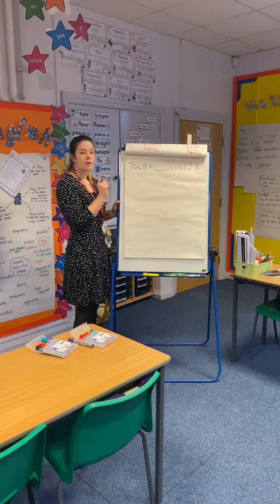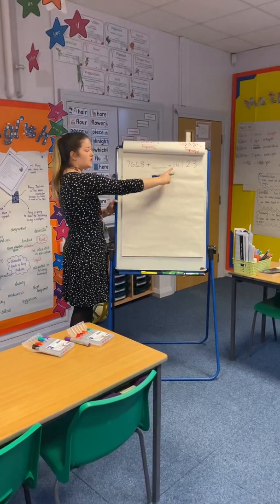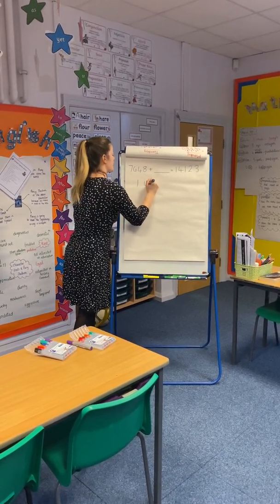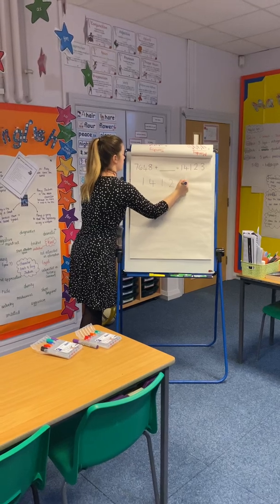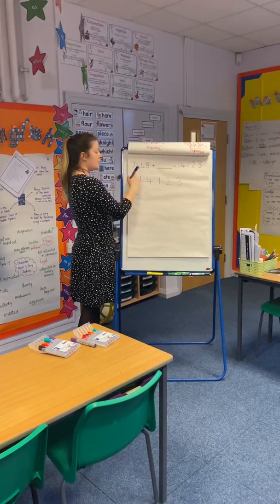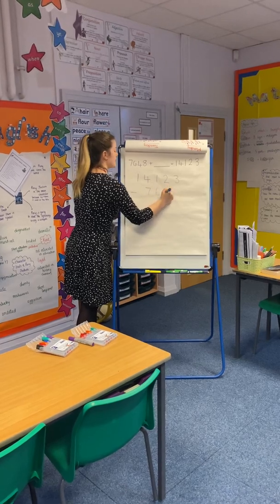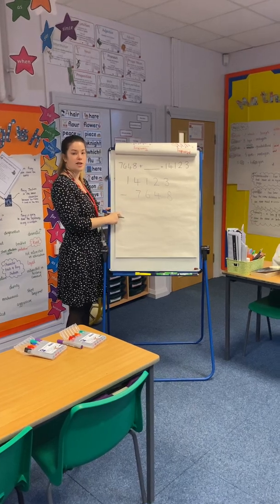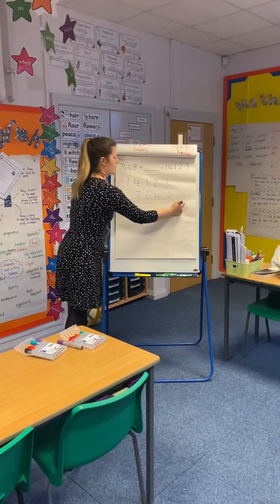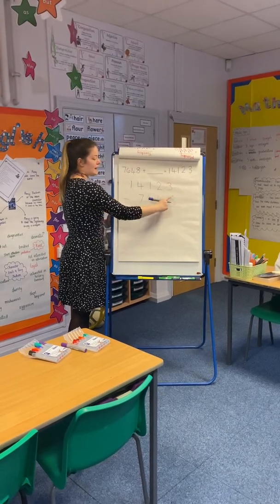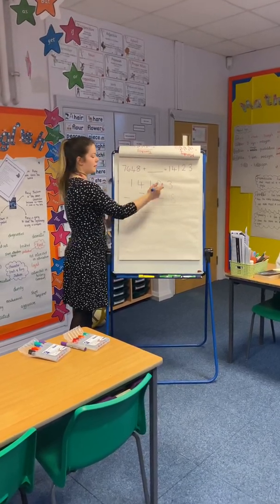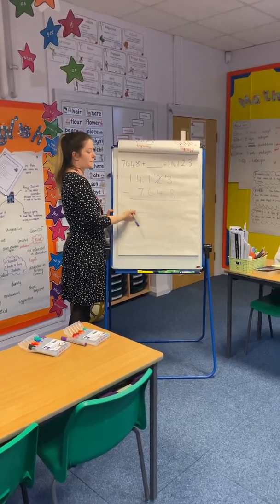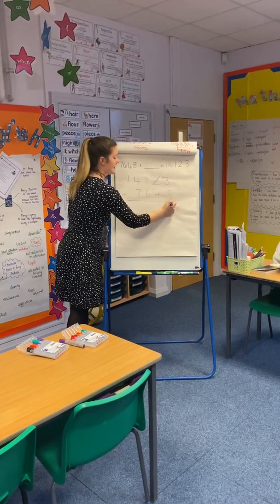Remember, when we're subtracting, we always subtract from the largest number, which in this case is 14,123. So I need to do 14,123 subtract 7,648. Remember to look at your place value to make sure that your digits are lined up correctly. Okay, so I can't do 3 subtract 8 without going into negative numbers, so I need to exchange. So I'm going to go to the tens column, take 1 from there and give it to the ones column. Now 13 subtract 8 is 5.